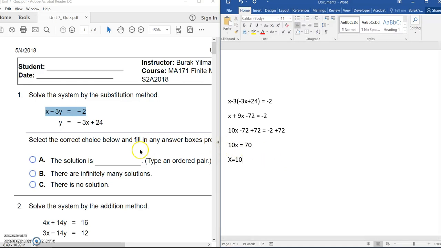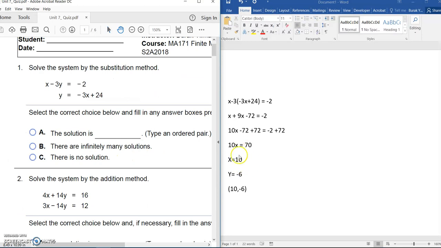So we got x equals 10, and if x is 10, you can just plug that into the second equation, either one actually. So if x is 10, you got negative 3 times 10, which is negative 30. And then negative 30 plus 24 is negative 6. So then y equals just negative 6. So the solution is, as an ordered pair, you would write x first and then y second, 10 comma negative 6. That's your answer, A.